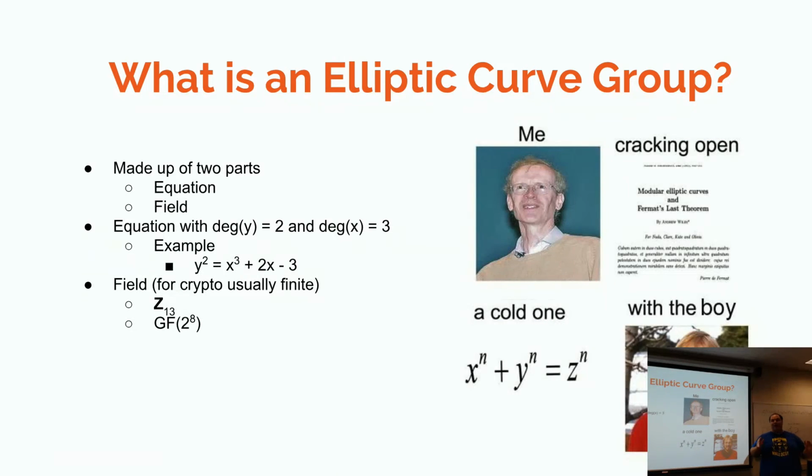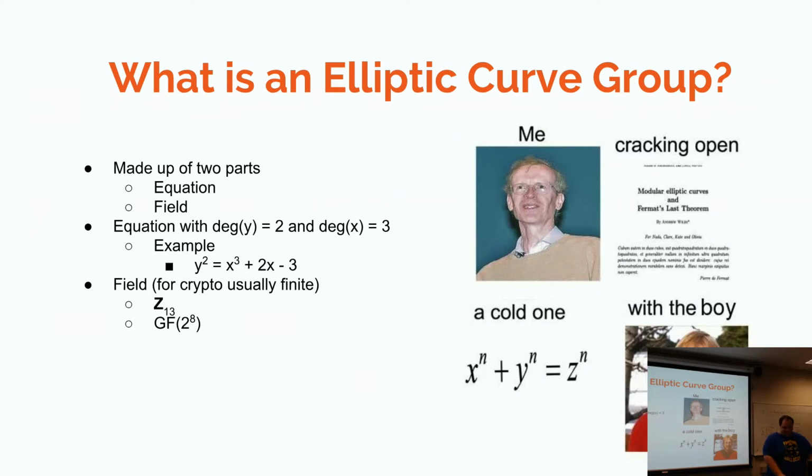Now, what is an elliptic curve group? Okay? Now we're putting things together. We're almost there, right? So an elliptic curve group is made up of two parts. There's an equation, which will kind of look like this right here. That fancy thing. And then a field, which is the thing that we were just talking about with the two operations.